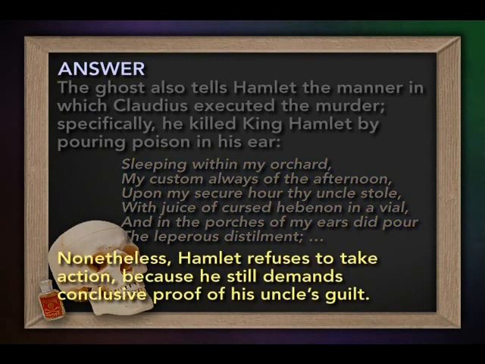To continue, nonetheless, Hamlet refuses to take action because he still demands conclusive proof of his uncle's guilt. I used "nonetheless" to show contrast. I used "because" to show result. Also take a look at that phrase, conclusive proof. I had put that in to use repetition to create more unity.